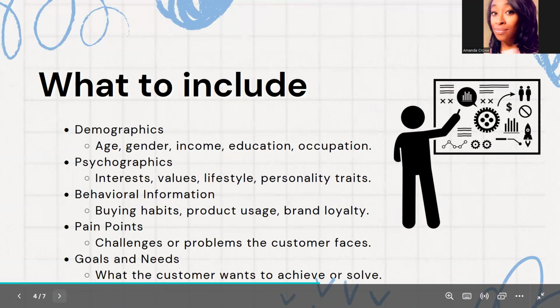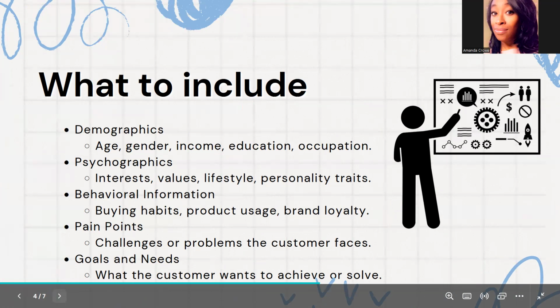So what should be in a customer persona? Okay, hopefully you're sold. I need a customer persona. What should I include? Well, first of all, you should include demographics, right? Demographics include the age, the gender, the income, the education, the occupation, the location.